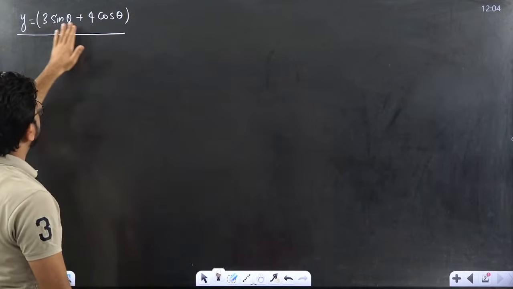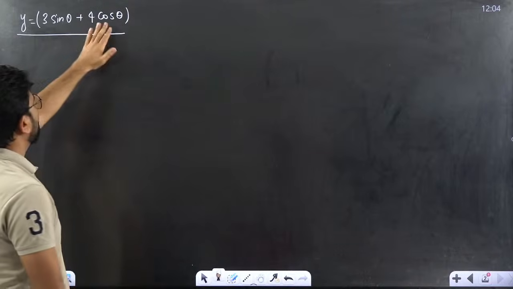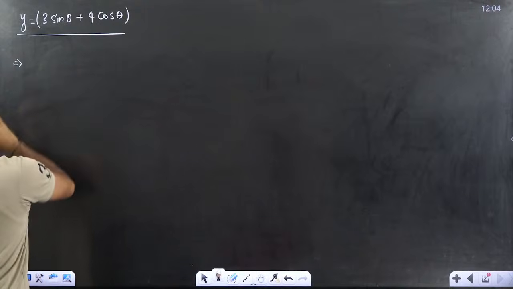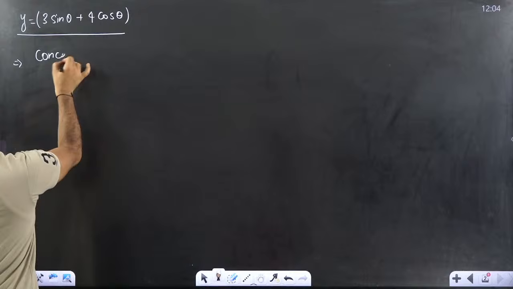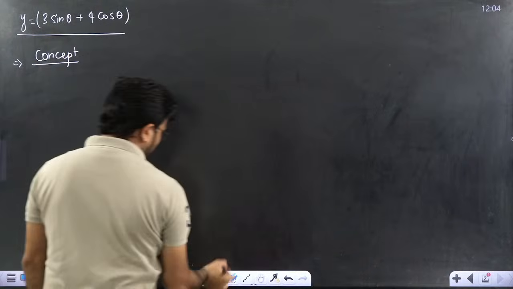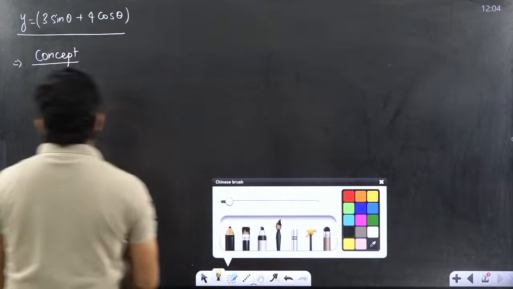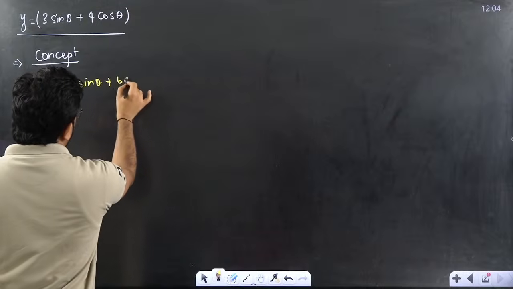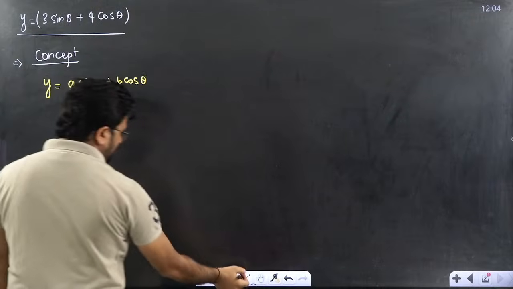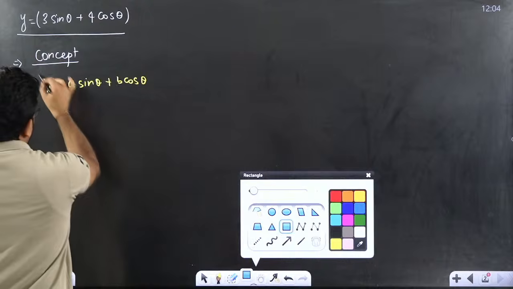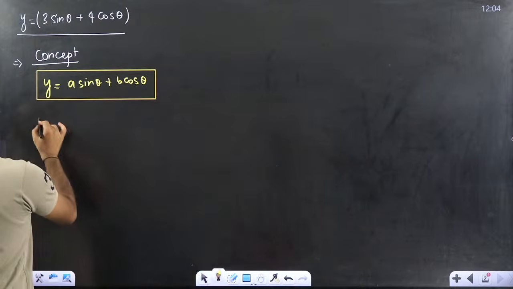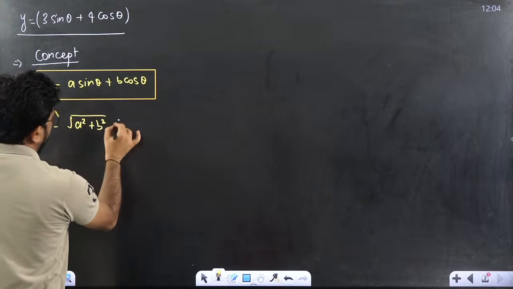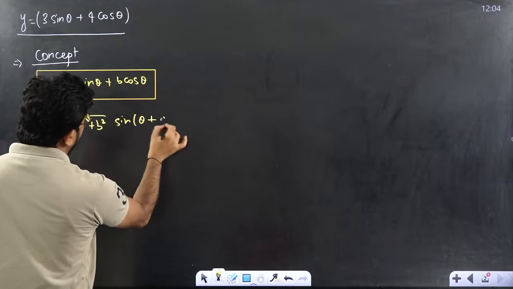I am saying y equal to 3 sin theta plus 4 cos theta. This type of question we are going to learn first in today's class. So what is the concept? First learn the concept. If y equal to a sin theta plus b cos theta is given to you, then in the very next line you have to write y equal to root over a square plus b square into sine of theta plus some value phi.